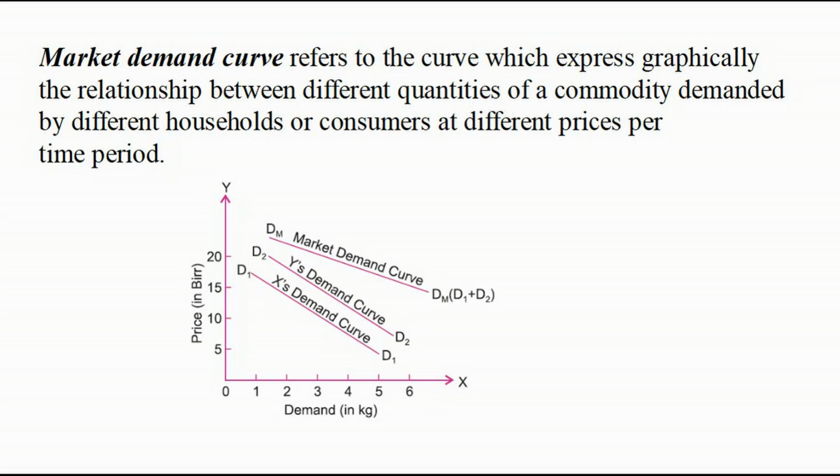As we earlier discussed in the demand schedule, when you add the individual demand quantities, that will give us the market demand. And the market demand curve is drawn above all the individual demand curves because it is the sum of each and every individual in the market. This is what a market demand curve means.